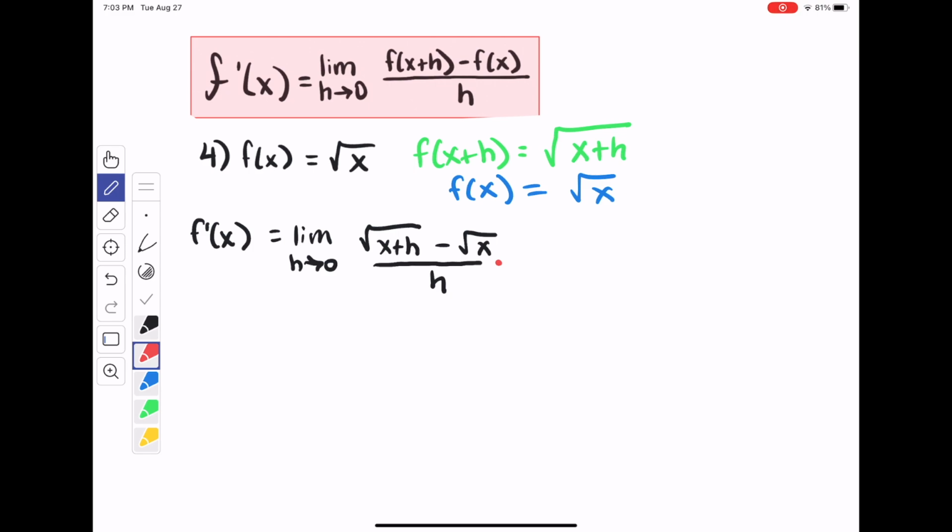Now, this is a very common outcome that'll leave the majority of your class stumped, but all you need to remember in situations like this is you just need to multiply the top and the bottom by the conjugate of the numerator. And all that means is multiply by the numerator with just the opposite sign.